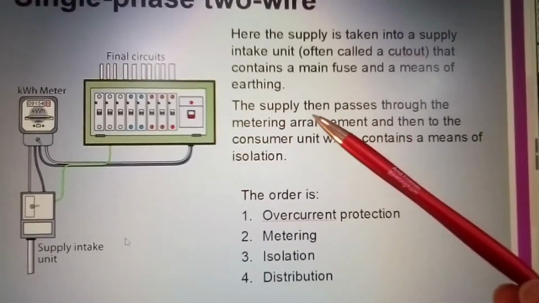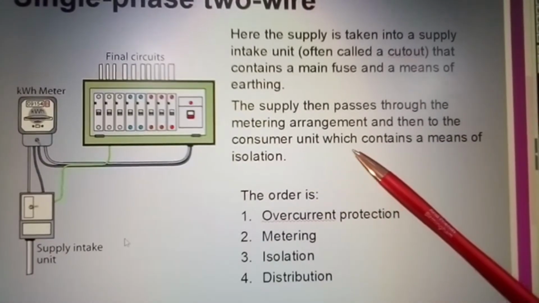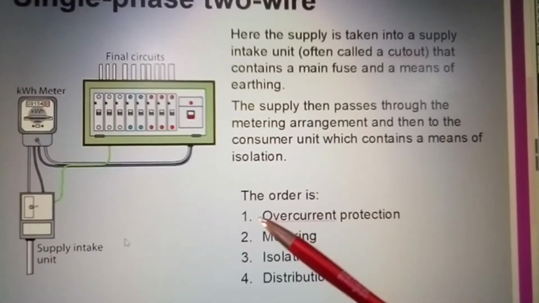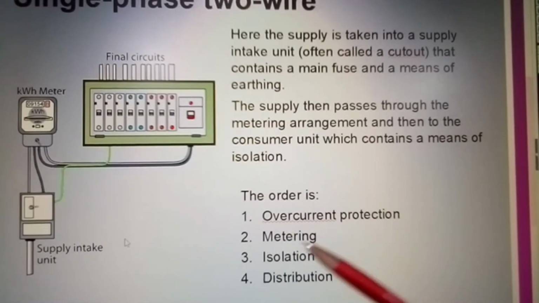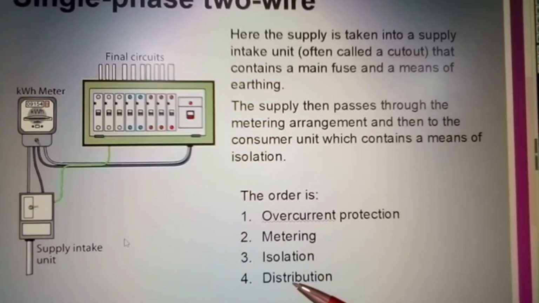So the supply then passes through the meter arrangement and then to the consumer unit, which contains a means of isolation. The order is overcurrent protection, metering, isolation, distribution.